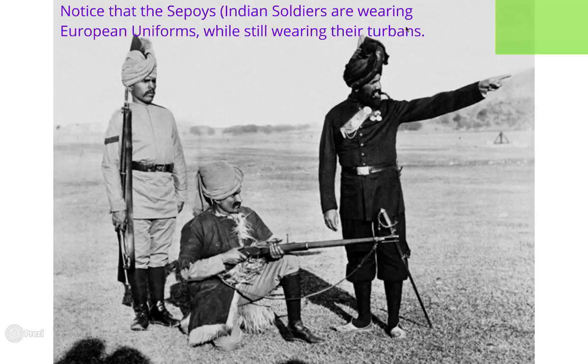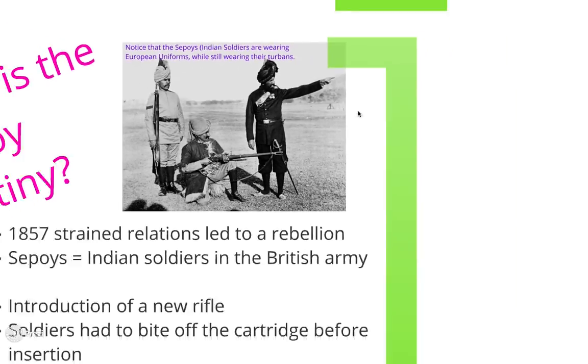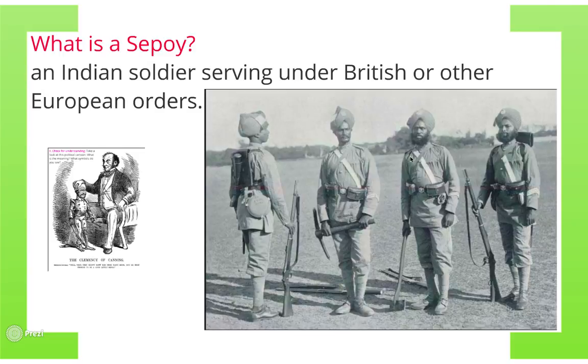So one thing I wanted to point out with this image is these are the sepoys, and they're wearing European-looking uniforms while still having that traditional look of their turbans. And so when you look over here at this image, you can see them with the rifles and some of the traditional wear of Europeans, but still honoring their turban and their culture there.